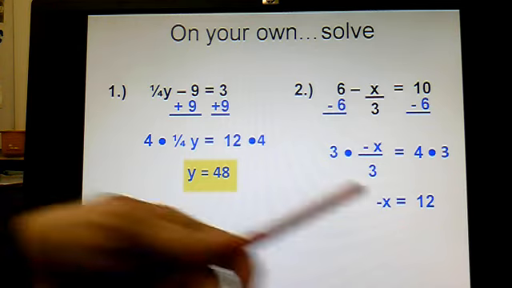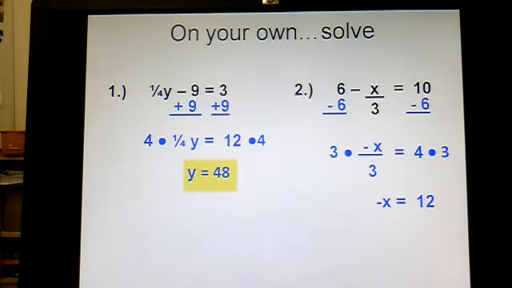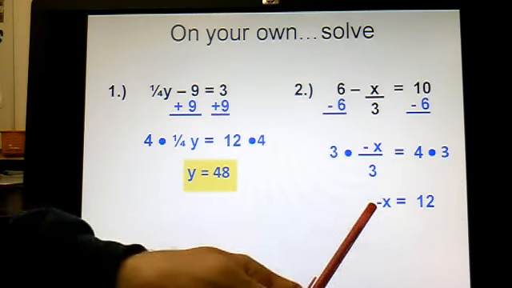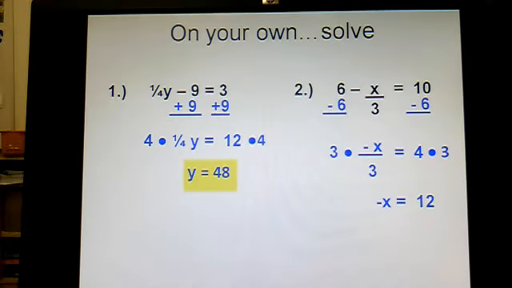This is saying the opposite of x is positive 12. Which would mean, if you think of it logically, the opposite of 12 is negative 12. Which means x has to be negative 12.